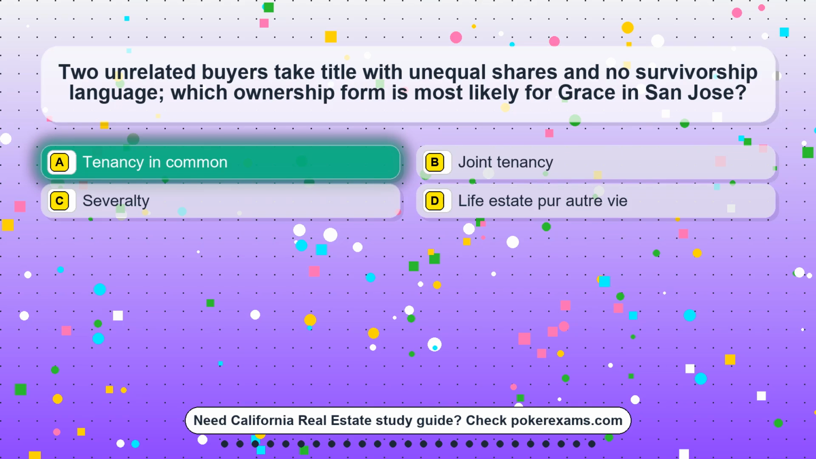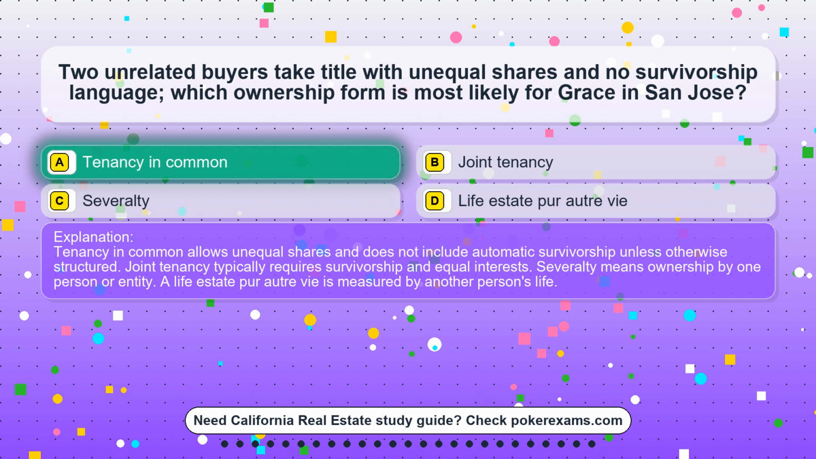The correct answer is option A. Tenancy in common. Tenancy in common allows unequal shares and does not include automatic survivorship unless otherwise structured. Joint tenancy typically requires survivorship and equal interests. Severalty means ownership by one person or entity. A life estate per autre vie is measured by another person's life.